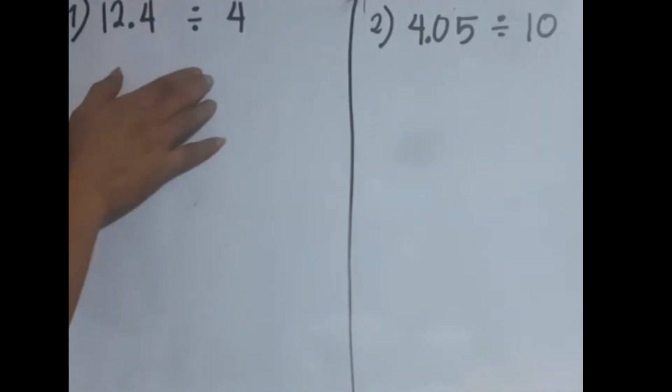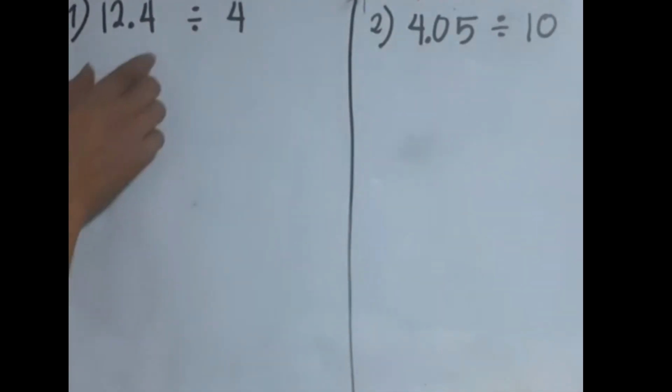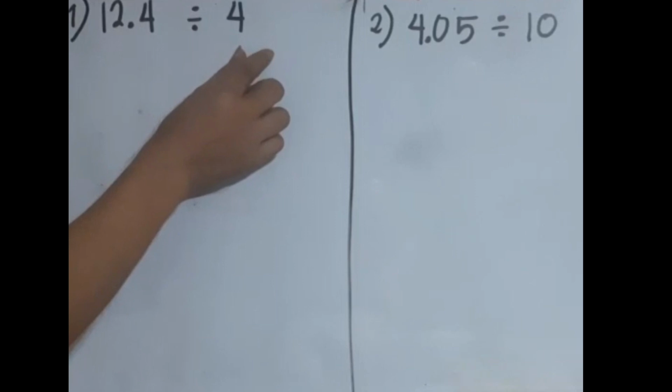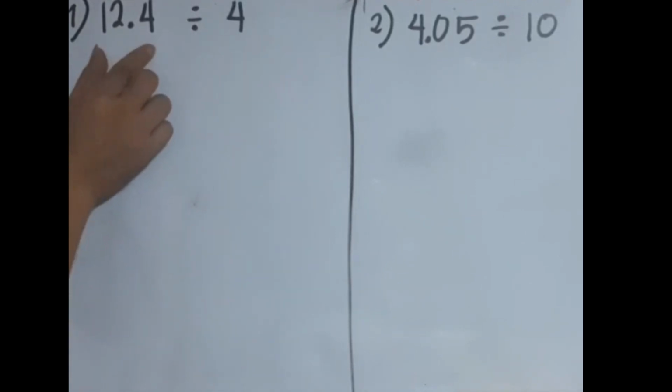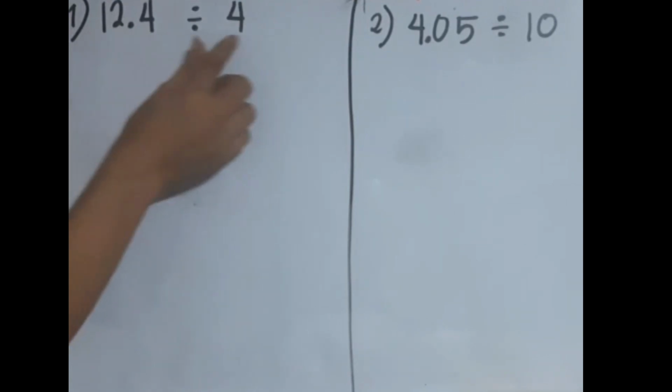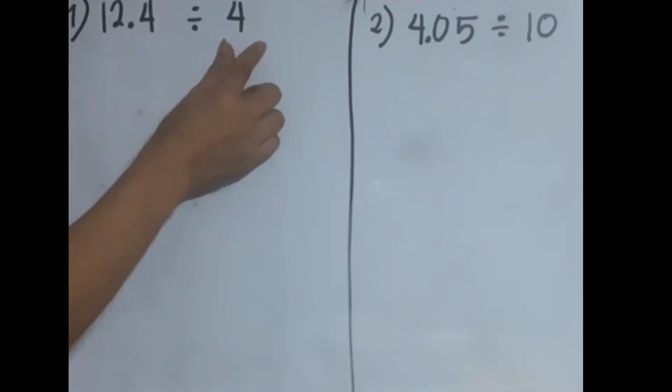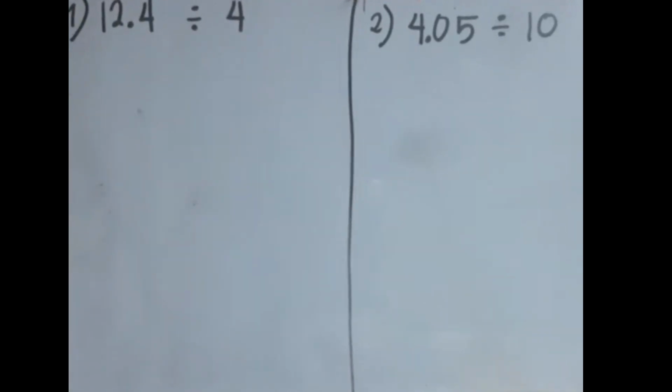Now, let us have the following examples. We have example number 1. 12 and 4/10 divided by 4. Our dividend is 12 and 4/10. This is an example of decimal number. And our divisor is 4, which is a whole number.